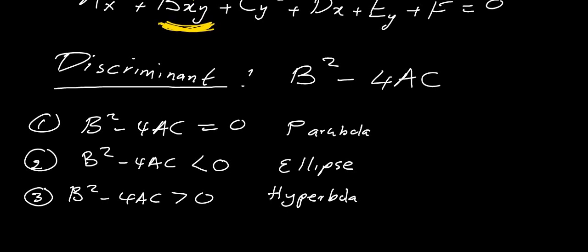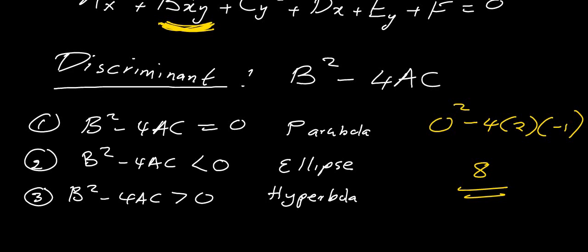So here your question says what? This is at the back. Your A, we said it, so if you do the replacement, your B is 0, so you're having 0 minus your B squared, 4. Your A is 2. Then your C is -1. So here you're getting 8. It's greater than 0, so we're expecting a hyperbola, right? Yes, hyperbola.